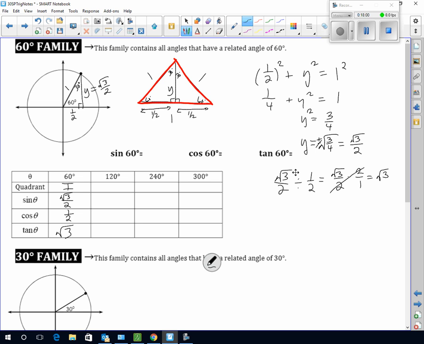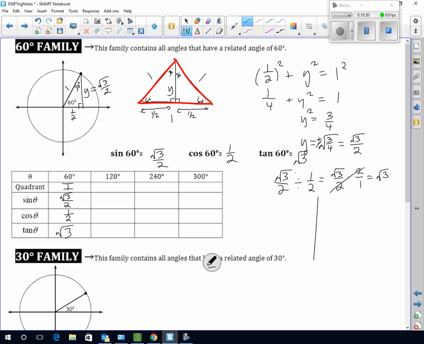Maybe we should fill this part in. So sine of 60 degrees is root 3 over 2. Cos of 60 degrees is 1/2. Tan of 60 degrees is root 3. Okay, so that was the triangle that was in this first quadrant, right?